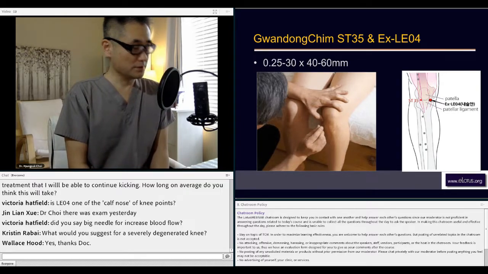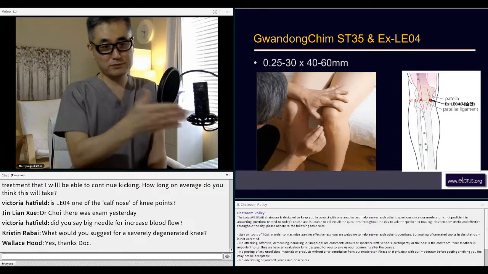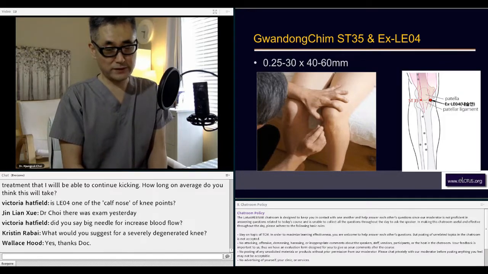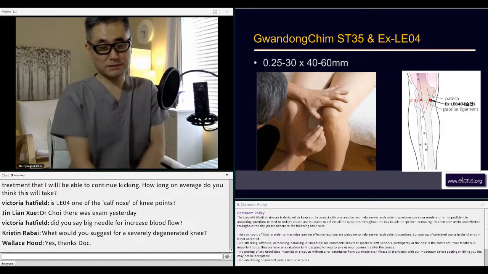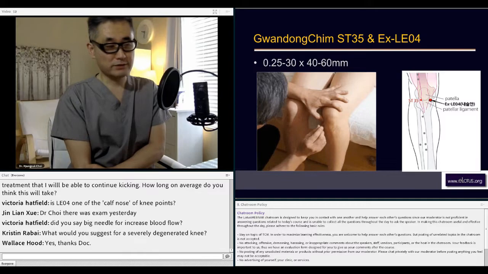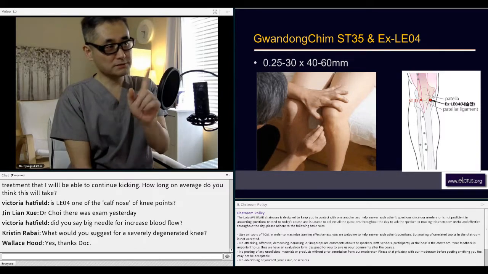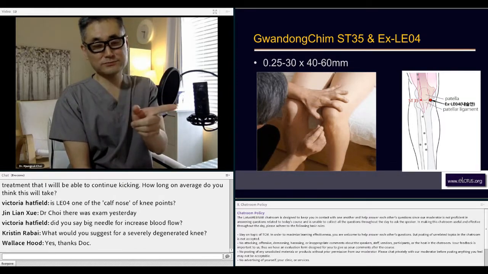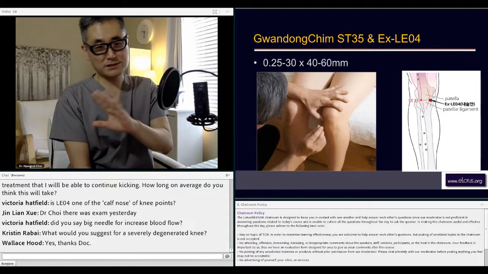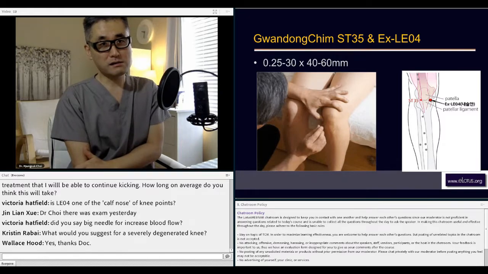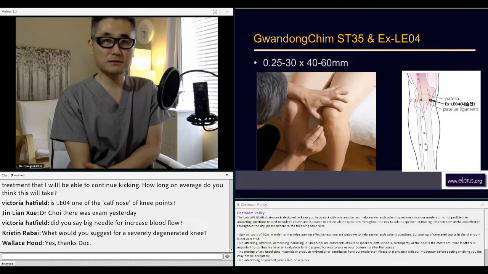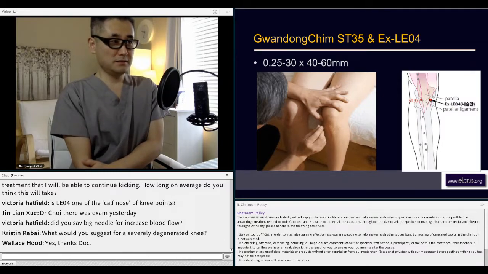Degeneration, knee degeneration, it will be there in the following slide. So we will talk about knee osteoarthritis. This is Kwandong-chim, a very basic rule. Osteoarthritis, meniscus tear, ACL tear. This is a commonly used technique. It is not that difficult.